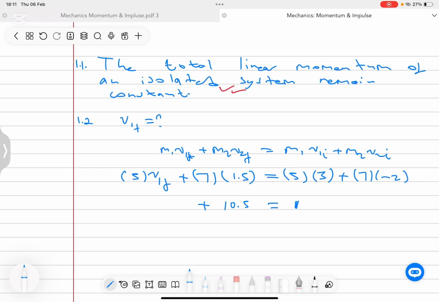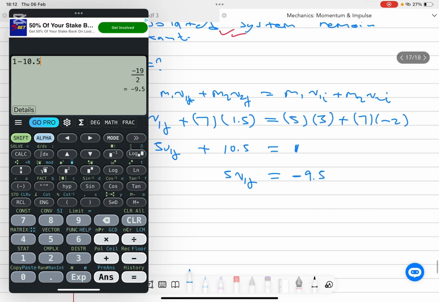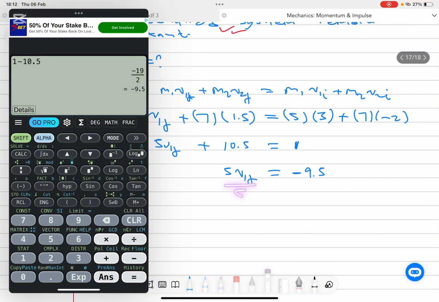But we still have here the 5v1 final. Now, if we say 1 minus, I'm going to take this to this side so that I have 1 minus 10.5. And this gives me negative 9.5. And here I still have the 5v1 final. Now, from here, I'm going to divide by a 5 and a 5 so that on this side the 5 cancels, and I'm left with v1 final is equal to.